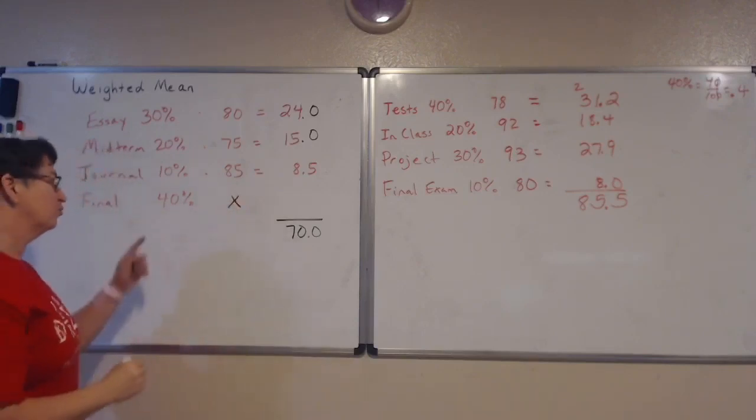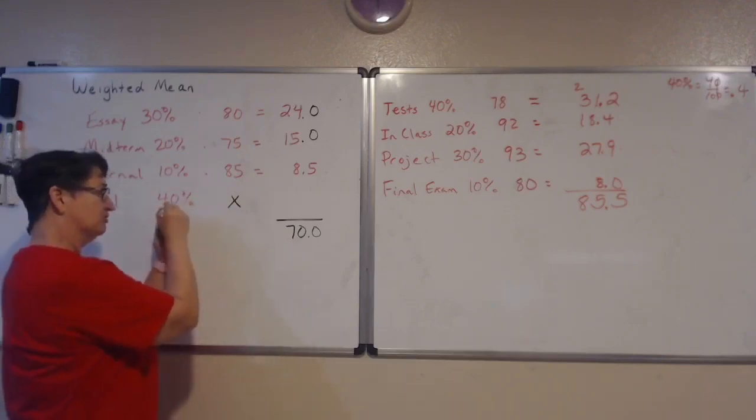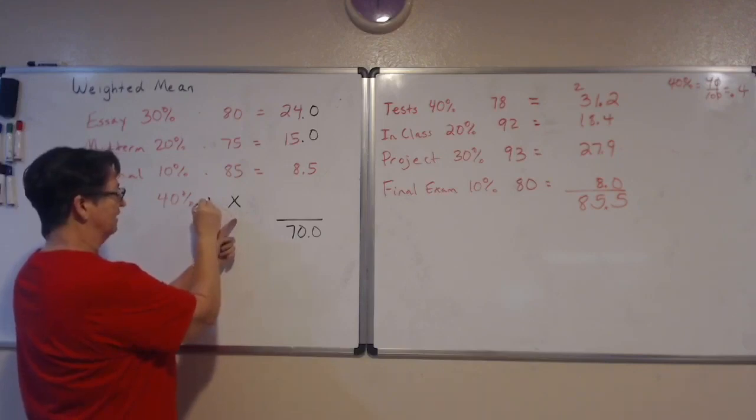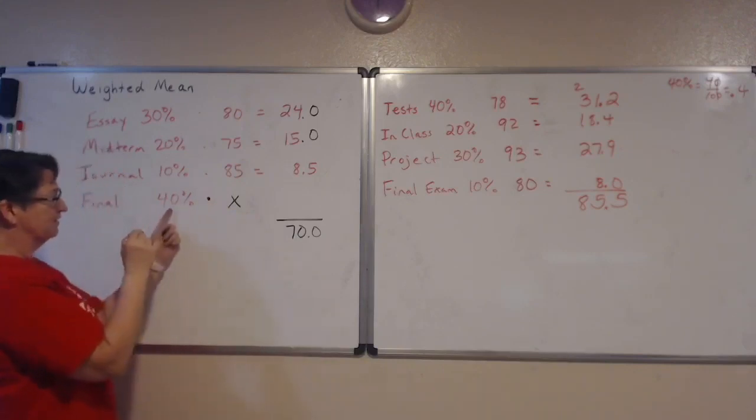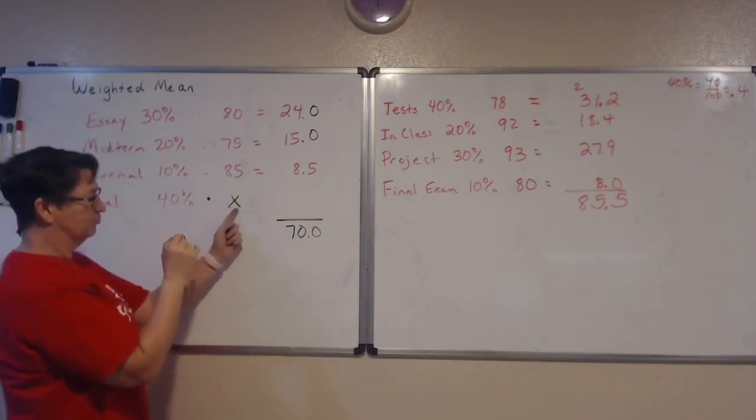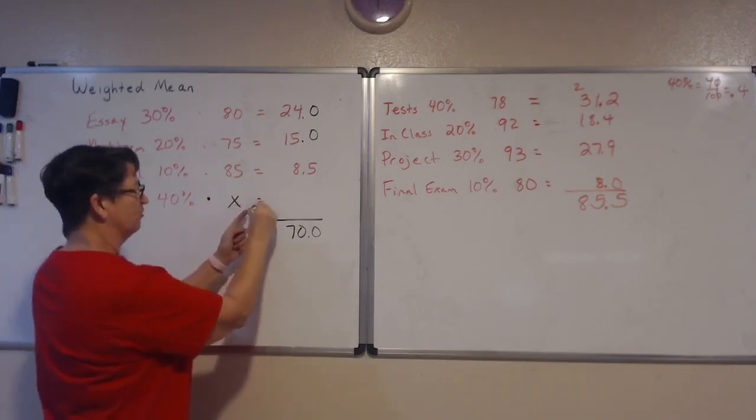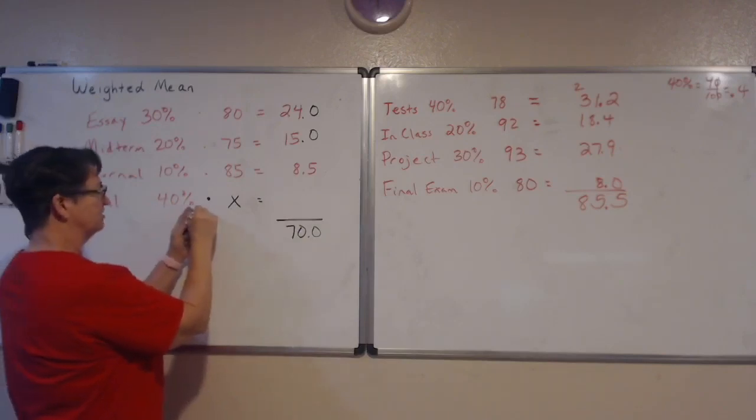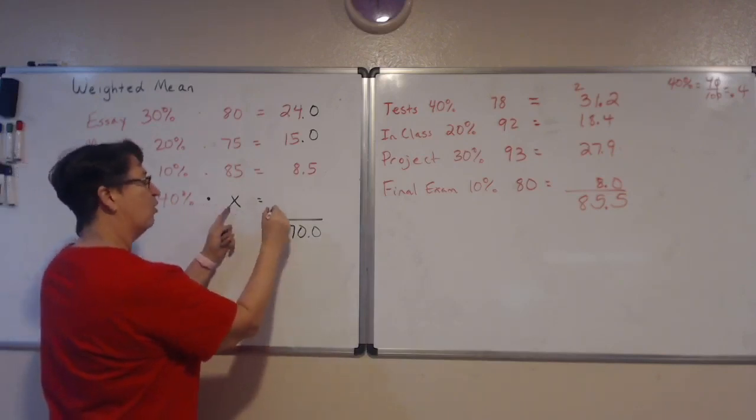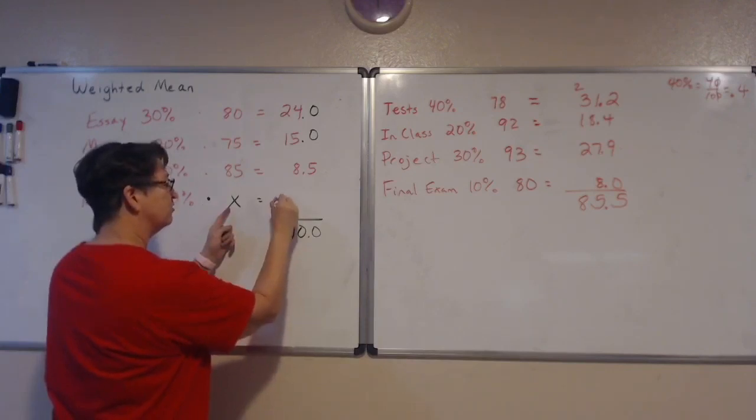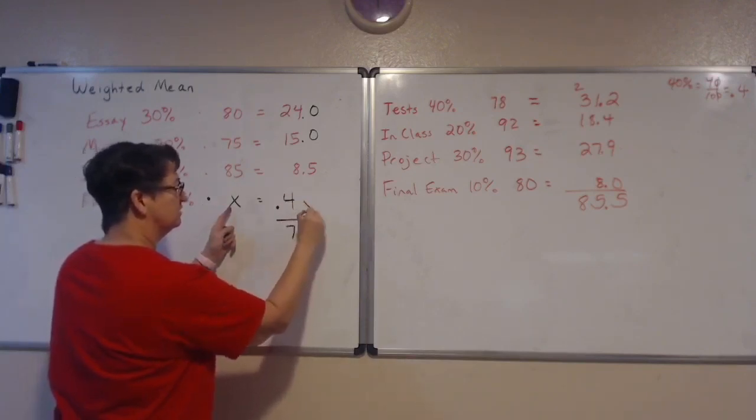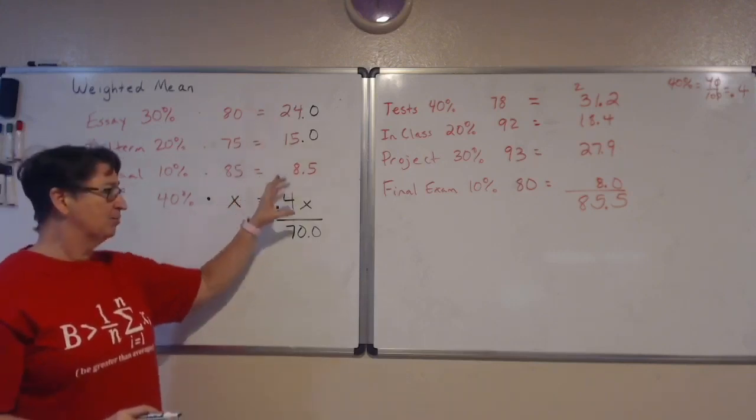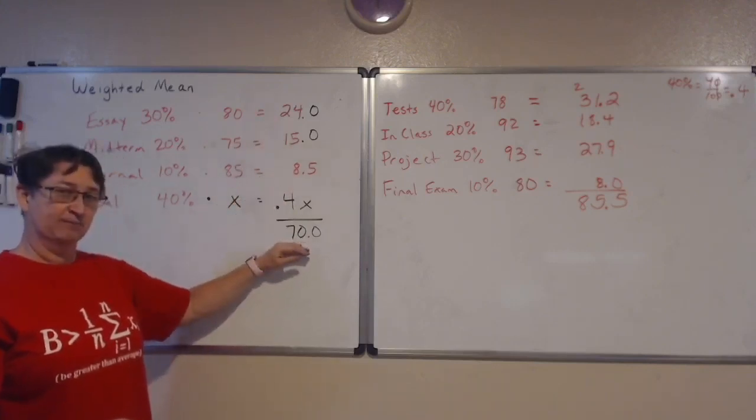And then we just take that percent, just like we did before, we took the percent and multiplied it times the grade. So I'm going to take this percent and multiply it times the grade to get whatever this amount is over there. So I've got 40% times my x. Or like you said, it was 0.4 times my x. And I need these things to add up to be 70.